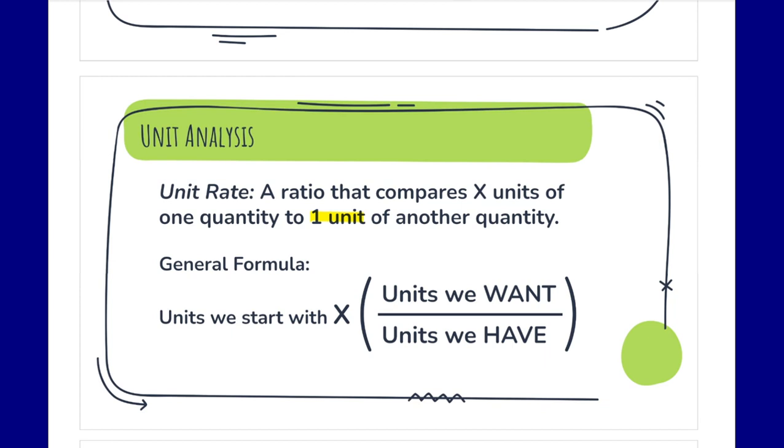Now, when we use unit analysis, our general formula is going to be the units we start with, or the units that we're given, multiplied by the units we want, divided by the units we have. This entire bracket, this fraction, comes from the unit rate. We'll go through a couple of examples so we can get an idea of what that looks like.